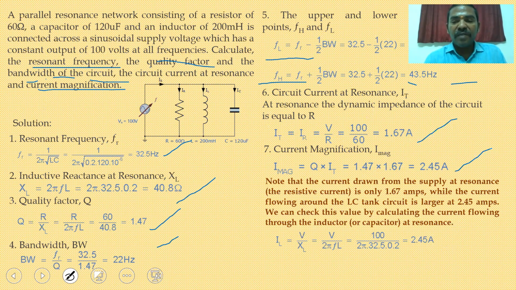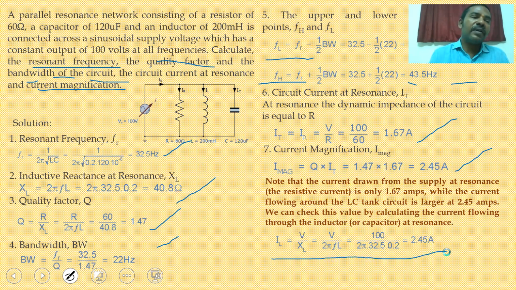So this is one way of calculation, or you can use IL is equal to V by XL, that is equal to V by 2 pi FL. There also you can get 2.45 amperes only. Because resistance, inductance and capacitance are connected in parallel, the voltage value must not change, because in a parallel circuit voltage must be the same. With respect to that, the maximum current is also the same.